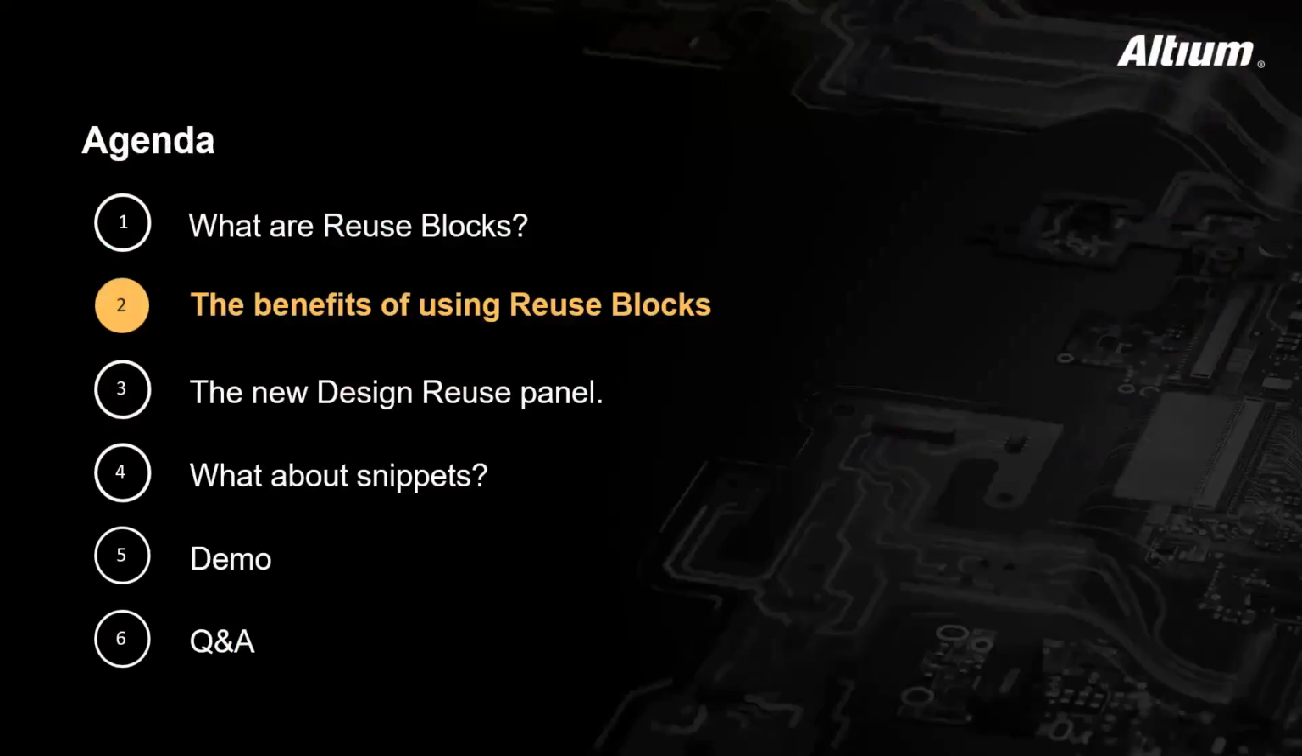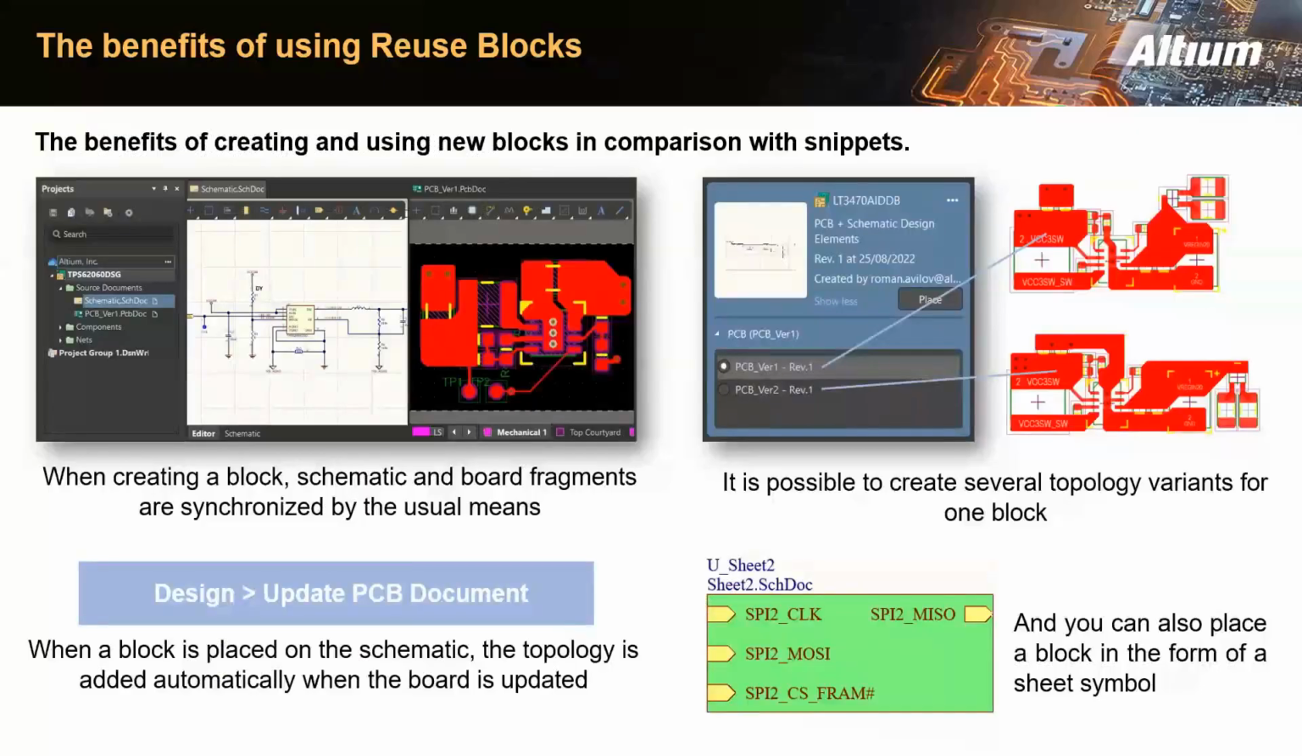Now let us talk about the benefits of using reuse blocks. The schematic and layout are synced together. When a block is placed on the schematic, the layout is automatically added to the PCB when the board is updated. The second one is that we can have layout variations, and you can place a reuse block as a sheet symbol. You can have different variations of your design, as shown in this image, like variants.